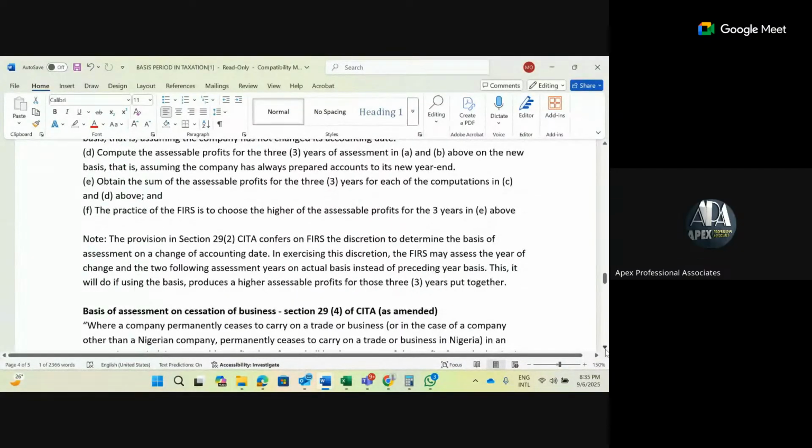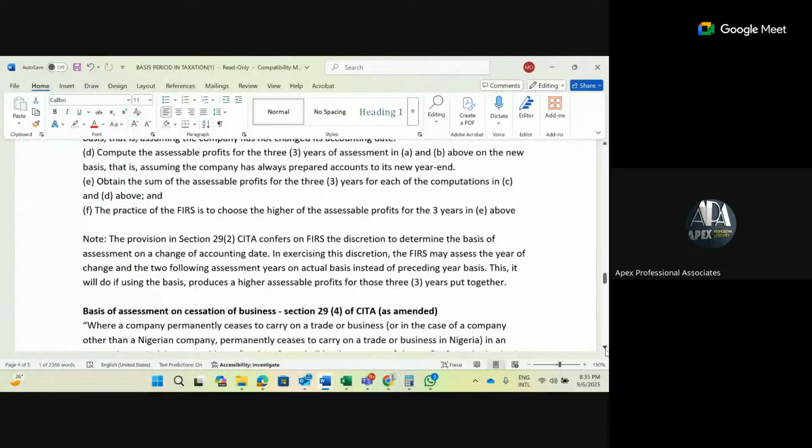The provision in section 29 subsection 2 confers on FRS the discretion to determine the basis of assessment on a change of accounting dates. In exercising the discretion, FRS may assess the year of change and 2 following assessment years on actual year basis instead of preceding year basis. This it will do if the basis produces a higher assessable profit for those 3 years of assessment.